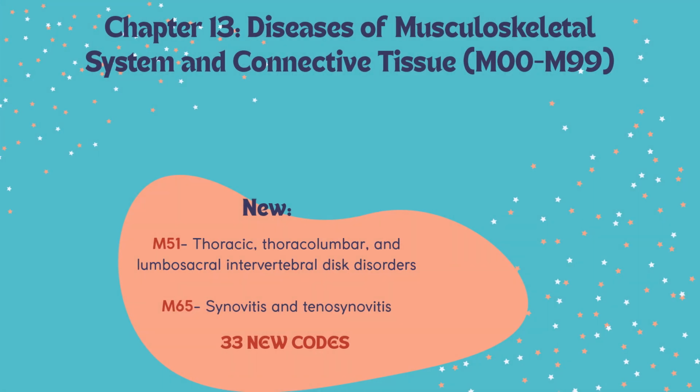Chapter 13. There are several new codes for diseases of the musculoskeletal system and connective tissue. Under M51 thoracic, thoracolumbar, and lumbosacral intervertebral disc disorders, there are new 6th character codes that allow the practitioner to specify the location of pain more succinctly.